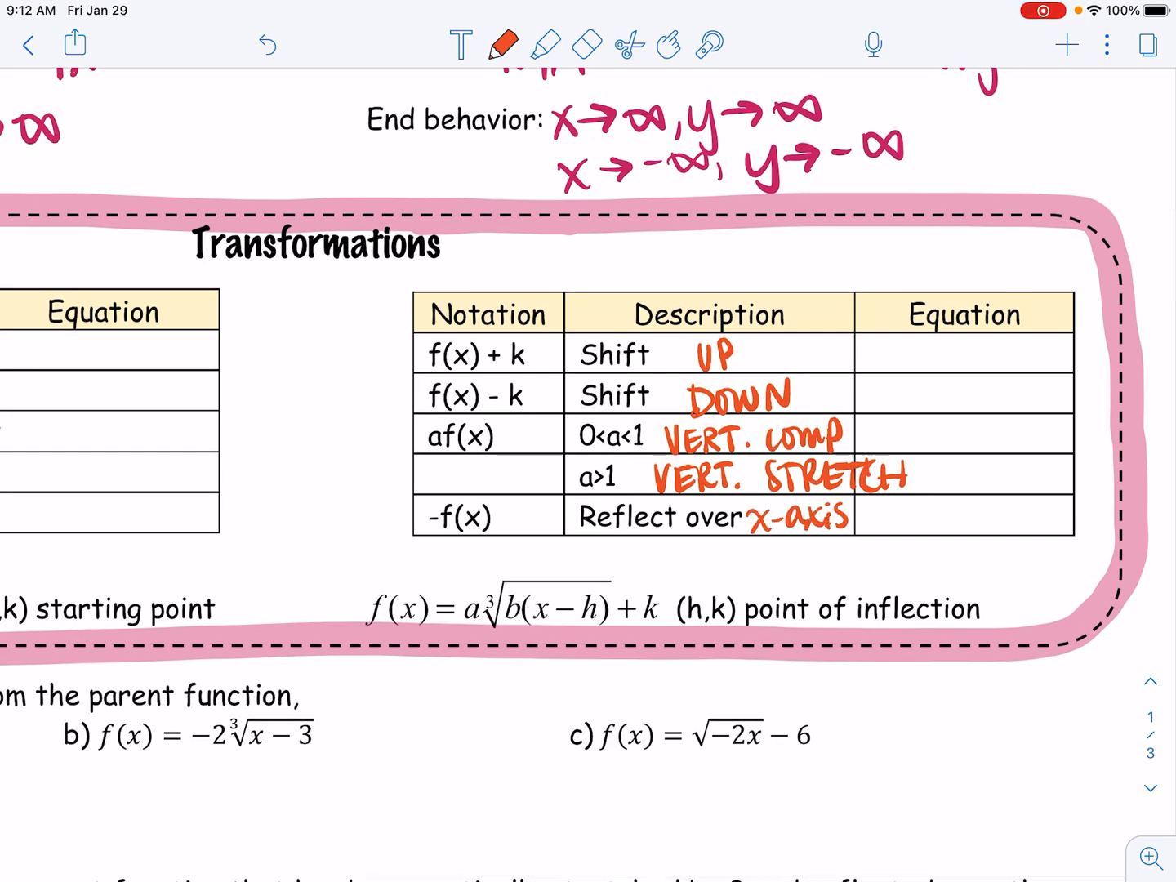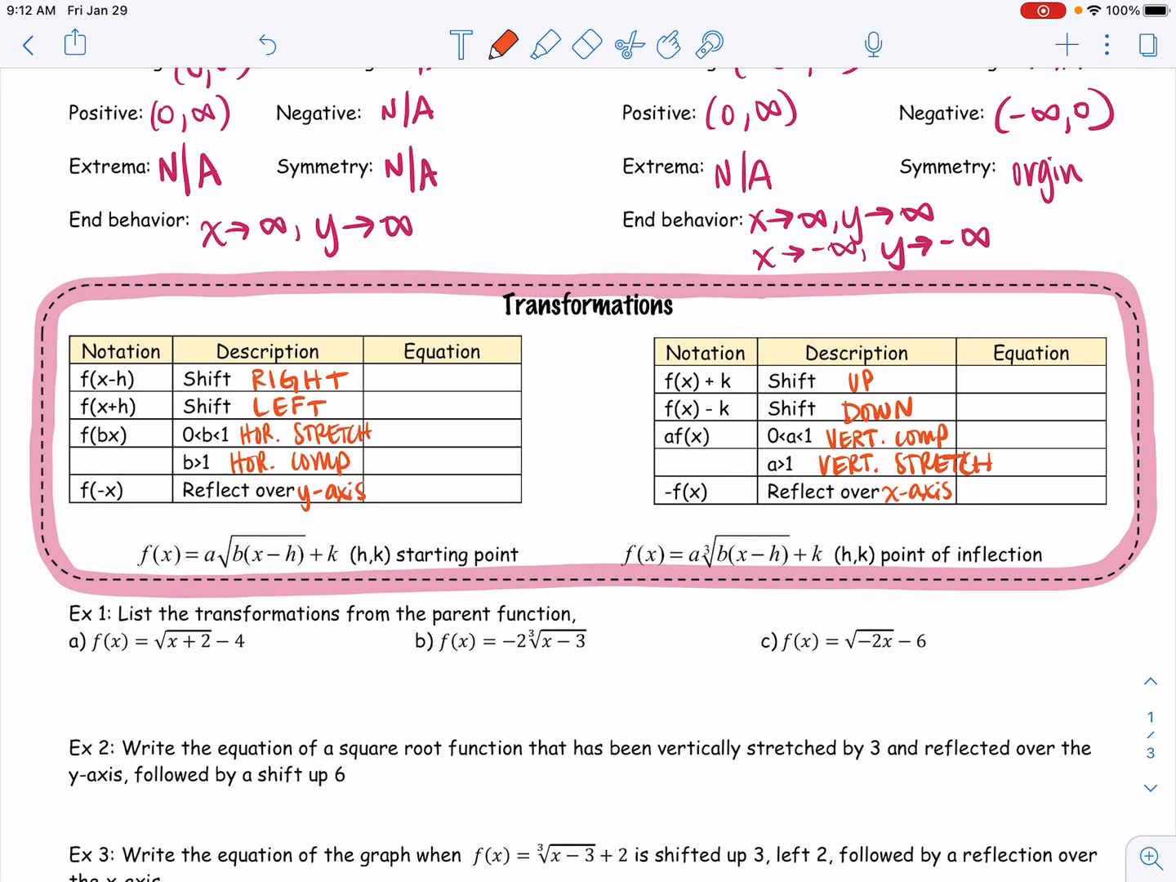I'm not going to write what it looks like in the equations because we have these two different equations, but I always give you what I call that skeleton, so you see what it would look like for the square root and the cube root function. Notice they're pretty much identical other than the square root and the cube root.